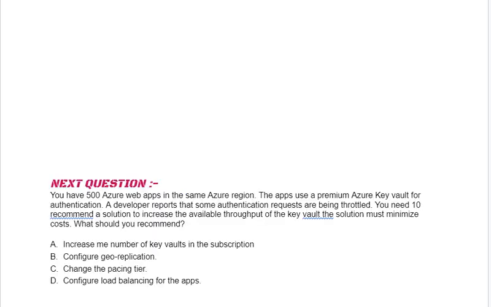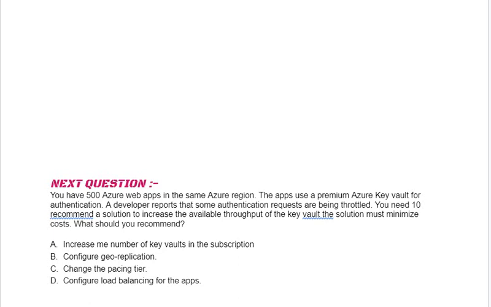Question is, you have 500 Azure web apps in the same Azure region. The apps use a premium Azure Key Vault for authentication. A developer reports that some authentication requests are being throttled. You need to recommend a solution to increase the available throughput of the key vault. The solution must minimize costs. What should you recommend? Option A.